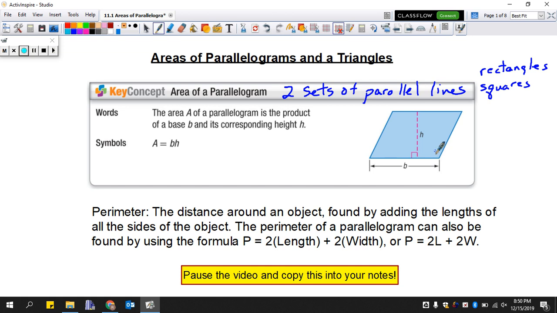You're also going to be asked to find the perimeter, or the distance around an object. You do that by adding the lengths of all the sides of the object, not just the ones that are labeled, but all of them. The perimeter of a parallelogram can also be found by using the formula perimeter is equal to 2 times the length plus 2 times the width. Pause the video and copy this into your notes.